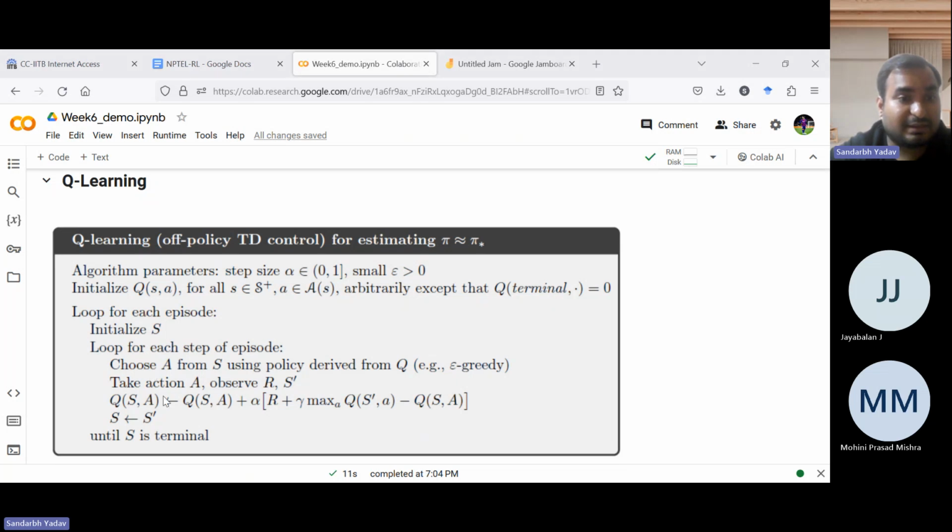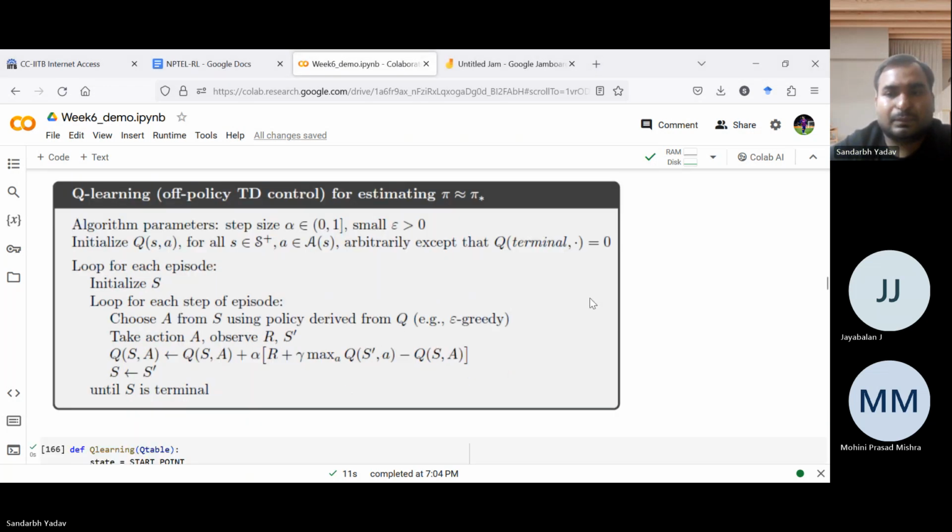SARSA is the second most popular algorithm, and the first is Q learning. In planning, there are policy iteration and value iteration, and in learning, if you are doing model free learning, then Q learning and SARSA are very important. There is one more method called model based learning, which will come later. But in model free, these are the two most popular algorithms. Okay, then I'll move to Q learning.